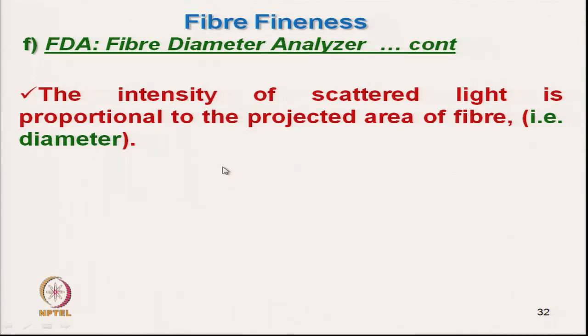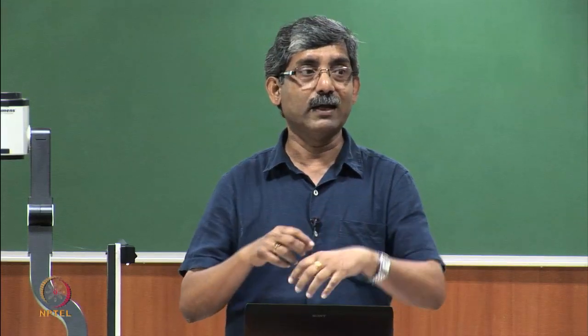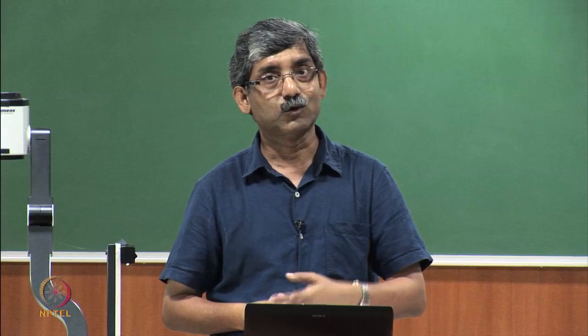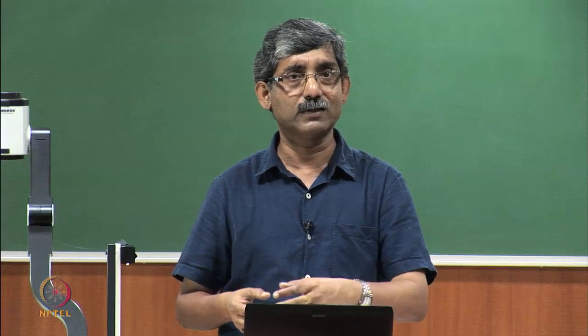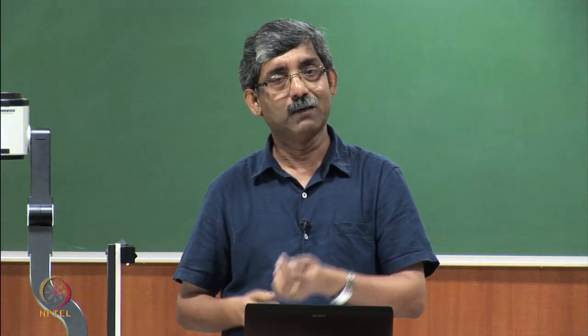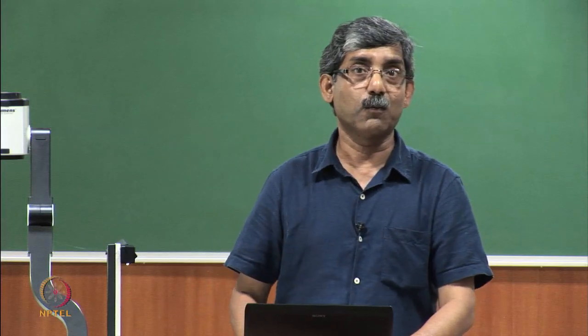Now, let us see. The intensity of scattered light is proportional to the projected area of the fiber. So, that means the higher the diameter, the higher will be the intensity of light scattered. All the fibers are less than the 200 micron beam diameter, but what we are measuring is the quantity of scattered light. The quantity of scattered light is proportional to the diameter of the fiber. So, higher scattering means higher diameter of fiber.